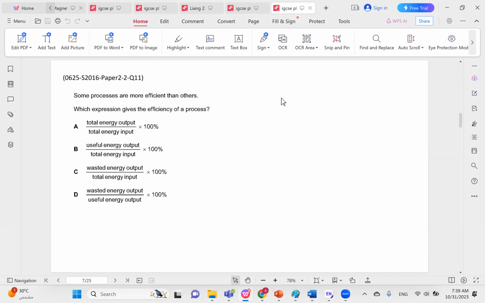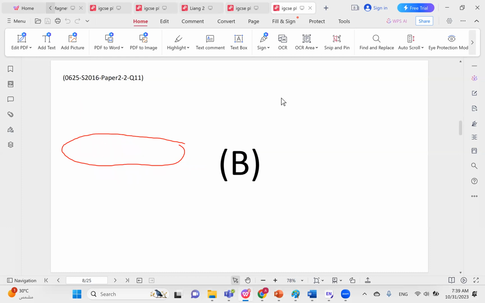Which expression gives the efficiency of a process? Like we said, it's useful output over total input times 100. So B would be the correct choice here. Useful energy output over total energy input. So B is the correct choice.